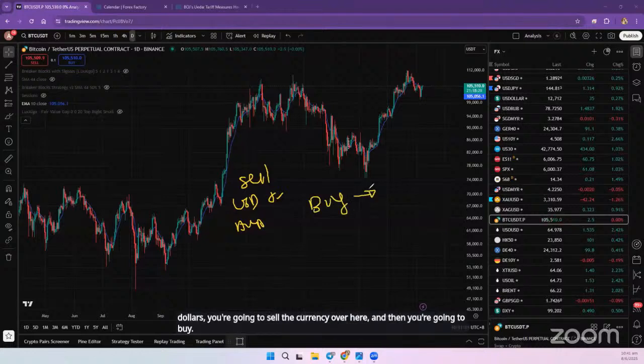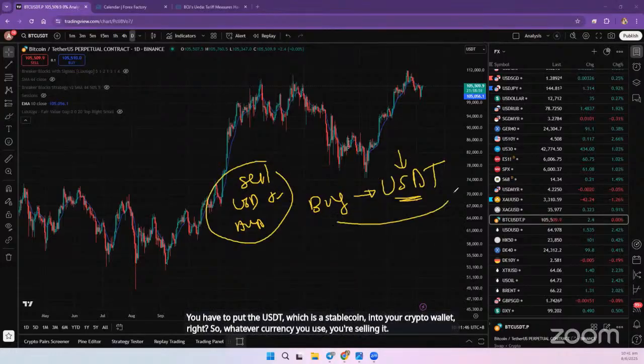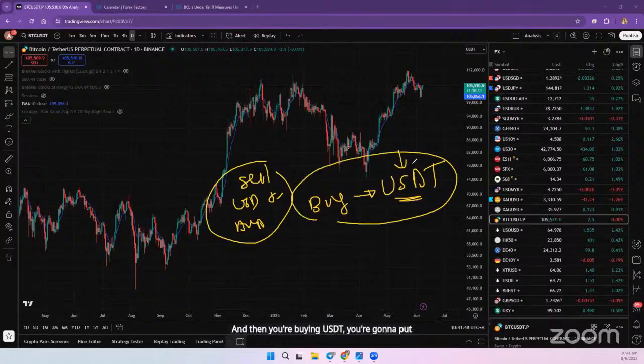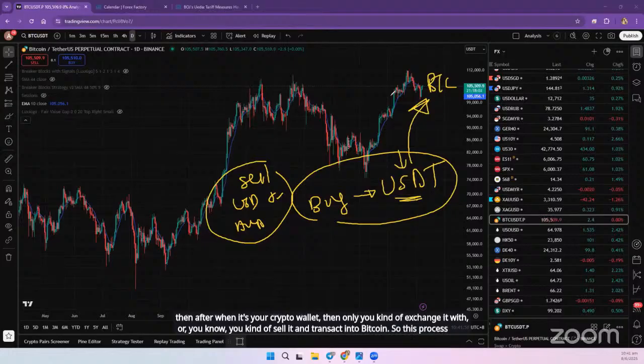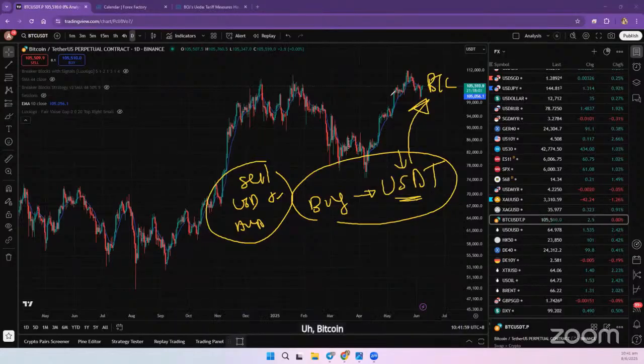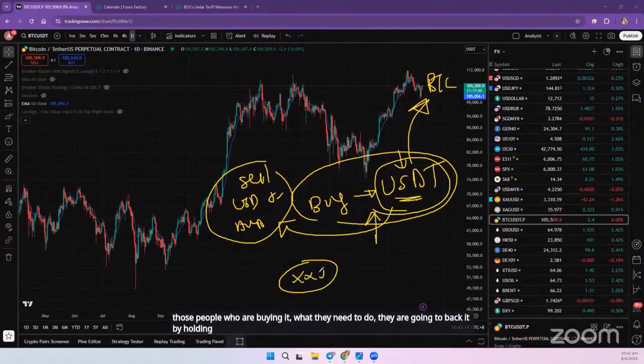Very often, they start off with buying USDT, because first you have to put the USDT, which is a stablecoin, into your crypto wallet. So whatever currency you use, you sell it and buy USDT, and put it in your crypto wallet. Then, once it's in your crypto wallet, you exchange it, or sell it, and transact into Bitcoin. This process is what Bitcoin traders or buyers usually do. The effect is that the operators who provide the USDT stablecoin, every time they sell USDT to those people buying it, need to back it by holding a certain amount of treasury bills as well.